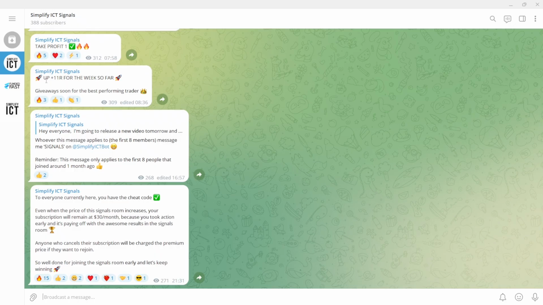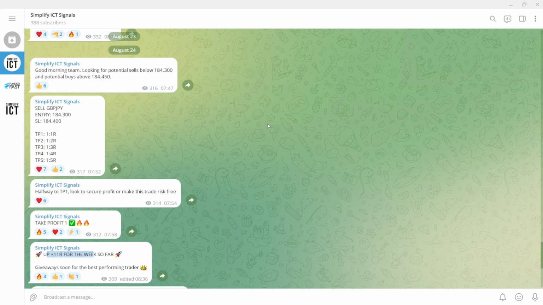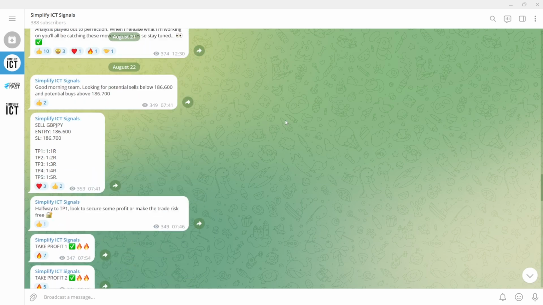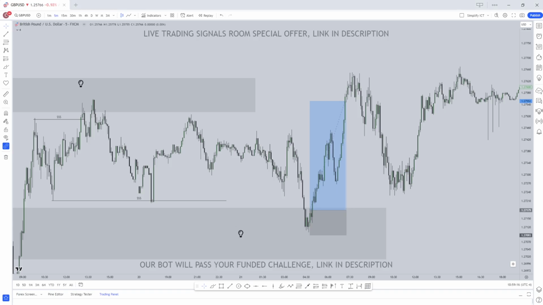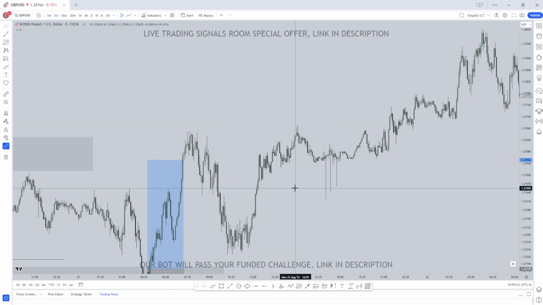Also, we hit 11R in the signals room this week. In 4 days we hit 11R. We smashed take profit every single day. You might be wondering, what is this trade that I'm showing right now? This was a trade that I sent out to the signals room that had no drawdown and smashed the take profit for a 1-to-4 risk reward ratio, and it even went further for over a 1-to-10.